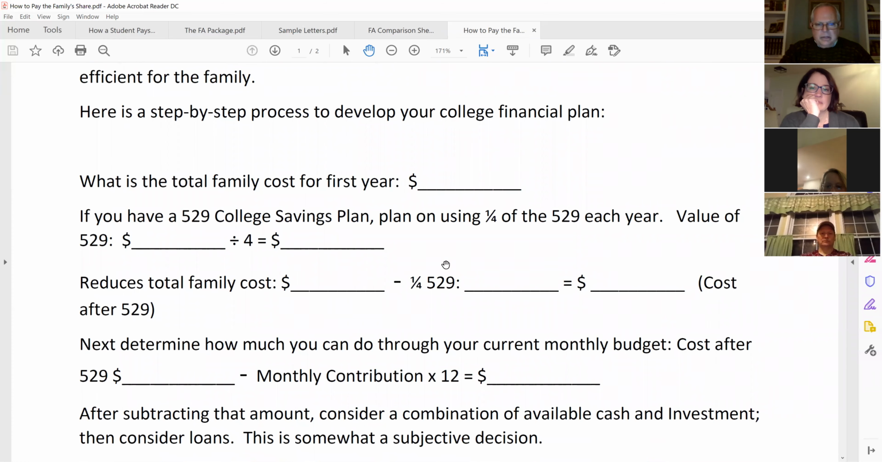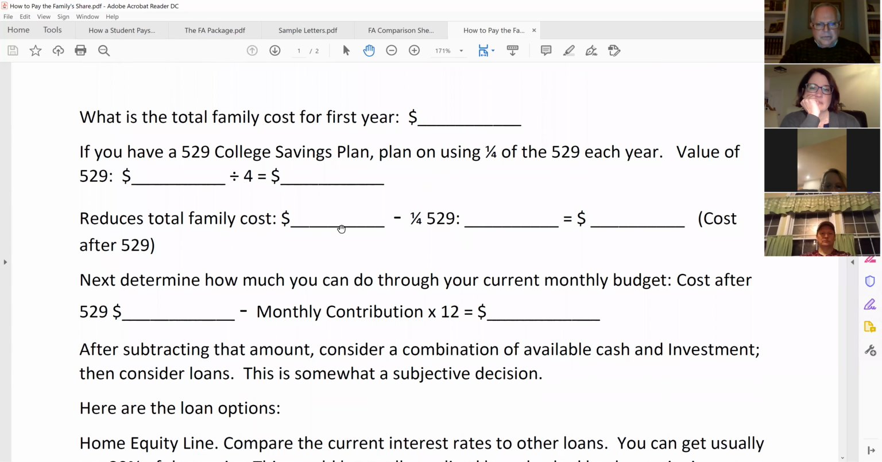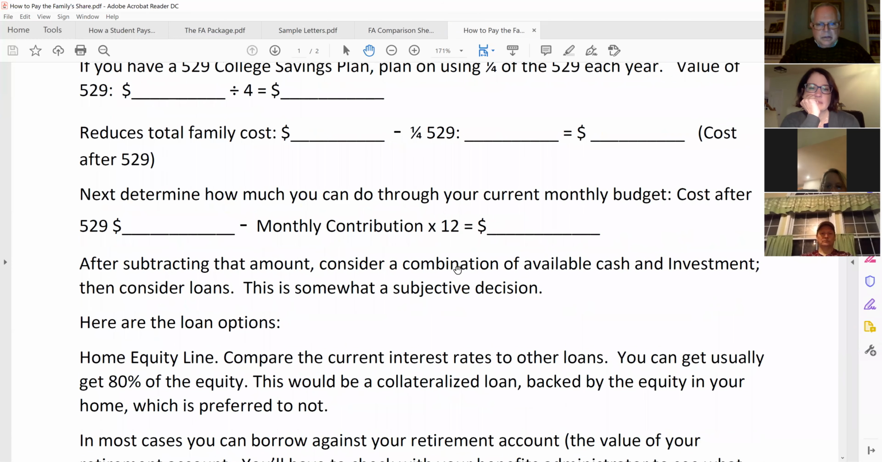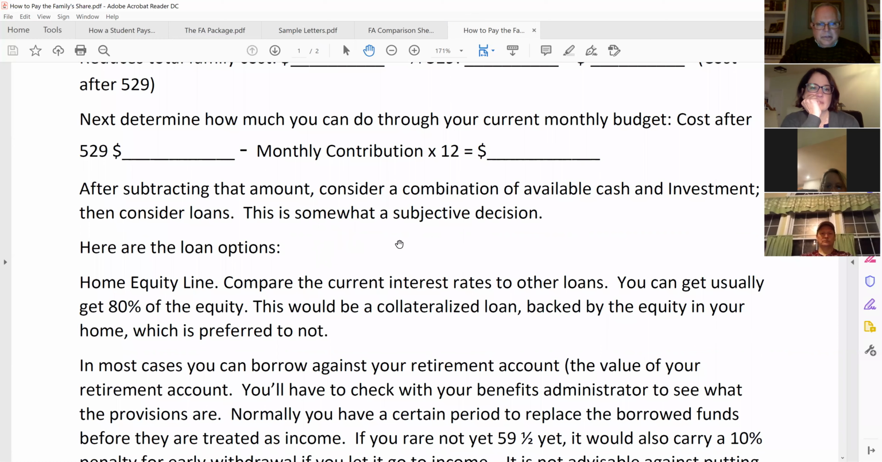total, it gives you the formulas to do. If you have 529s, how to use it, and then you look at the budget, and then you start looking at options. Again, there's the opportunity to look at outside scholarships as well. This is something that's not included, obviously, in the financial aid offer from the school. That's why I call it outside scholarships. Some people call them private scholarships. However, be aware that these outside scholarships are reportable.